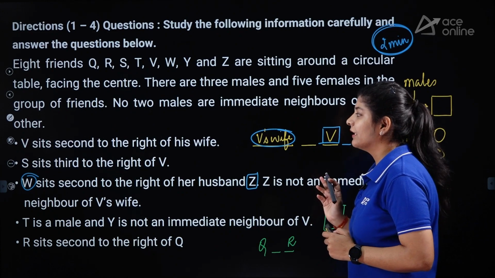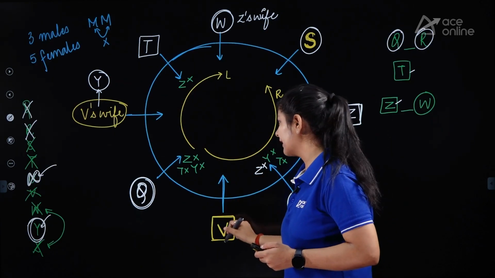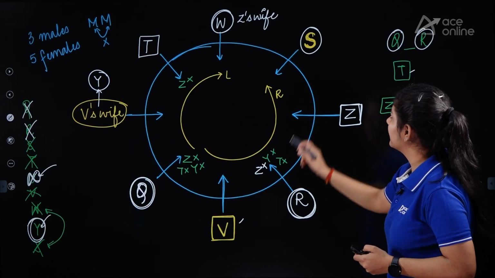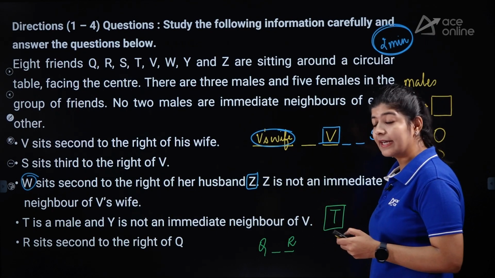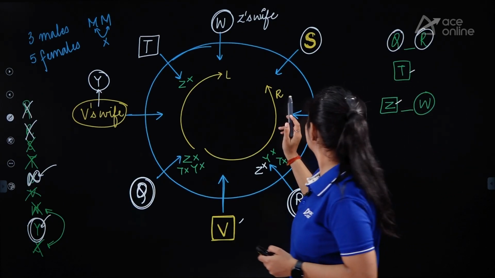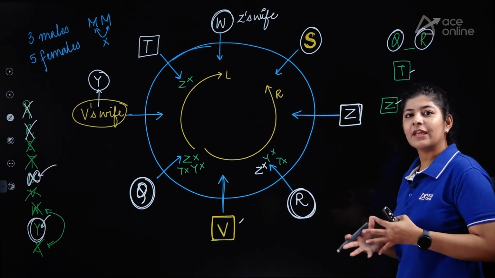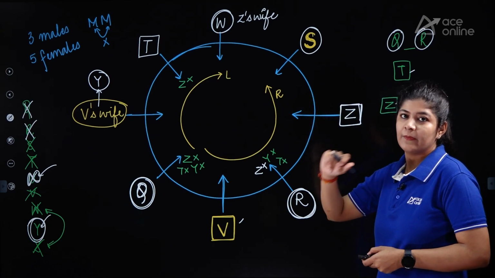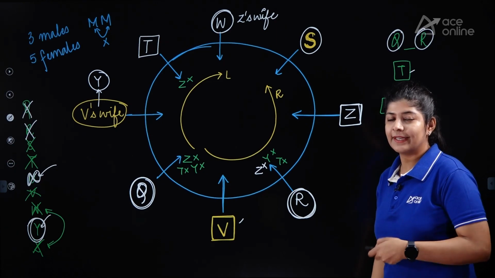So V sits second to the right of his wife, okay, second right, yes. S is third to the right of V, yes, third right basically. W sits second to the right of her husband Z. Yes, basically this one. So with this we can easily check the options or the arrangement that we are having. Now let's start with the questions and let's see what the correct answers are.